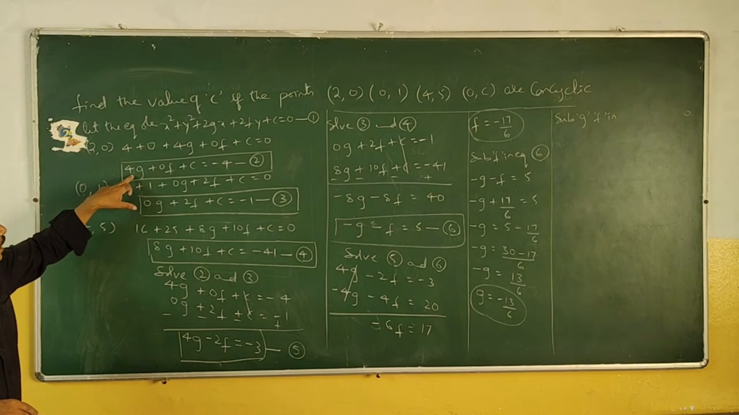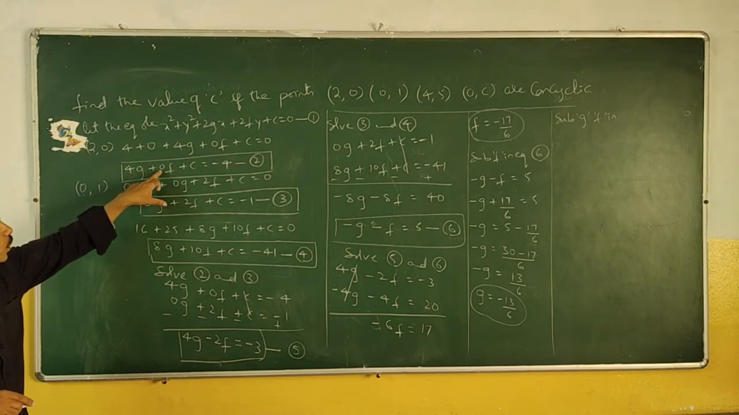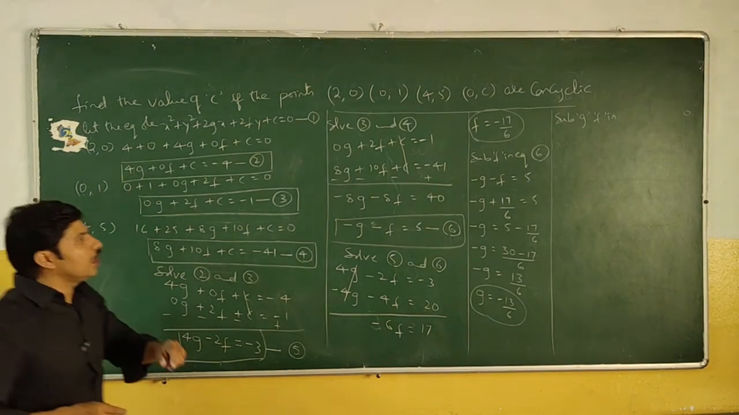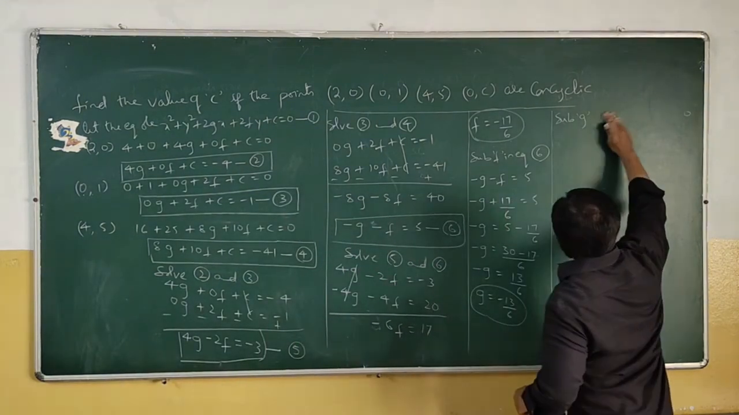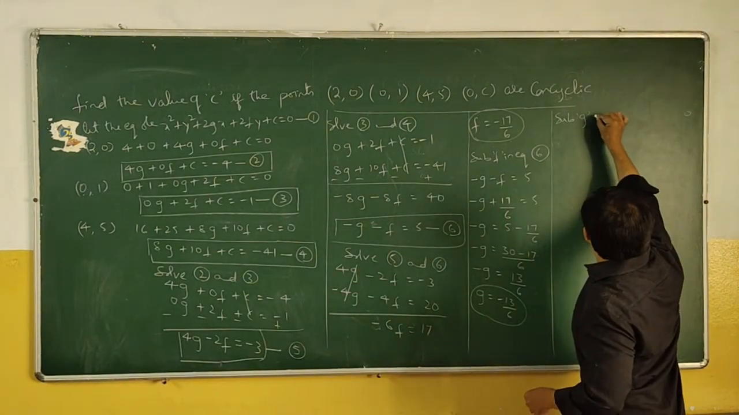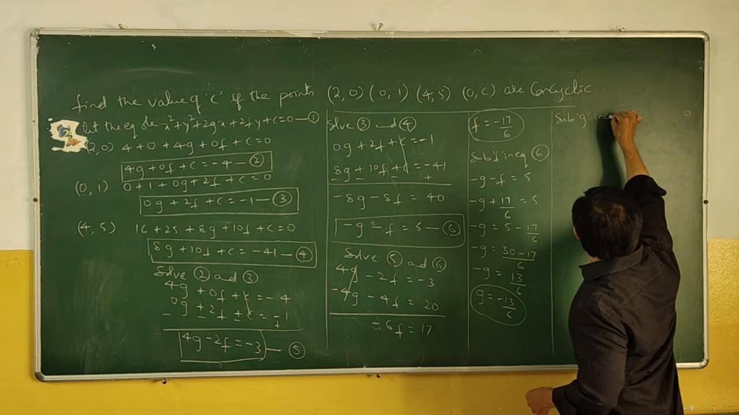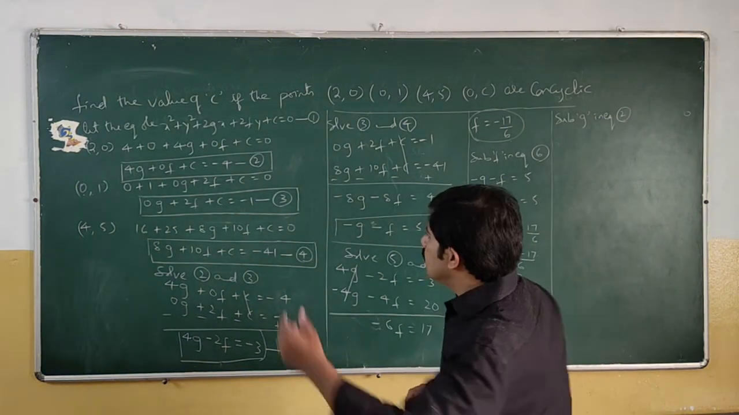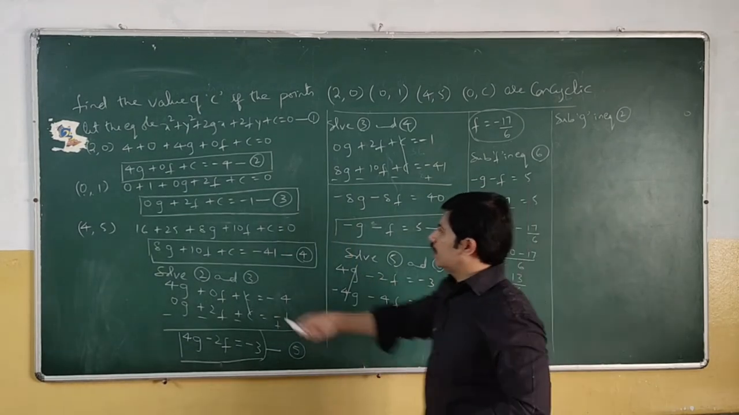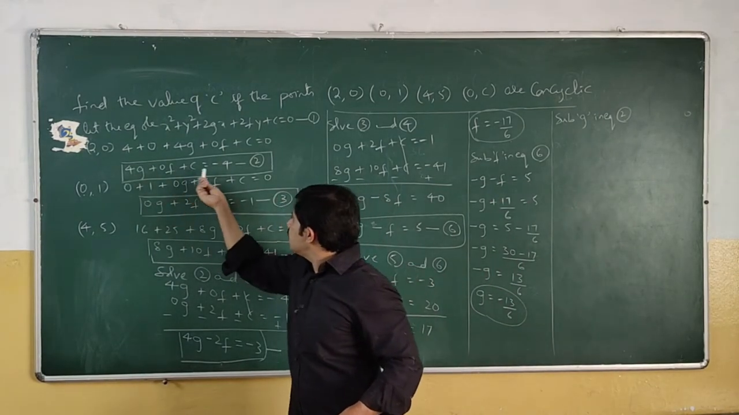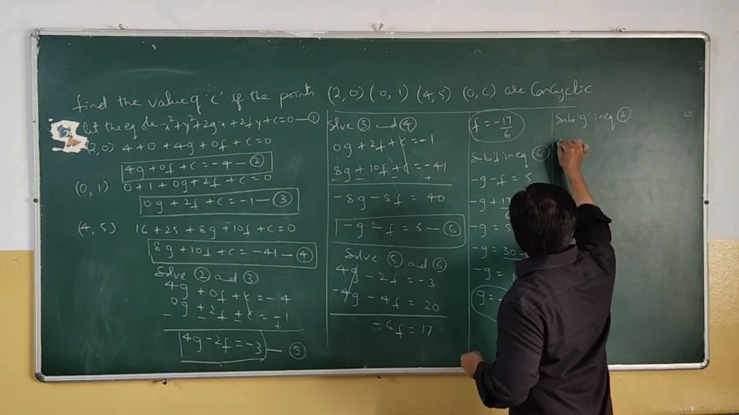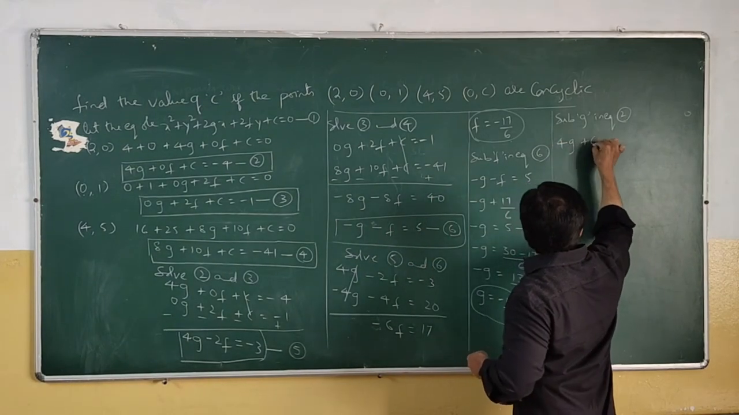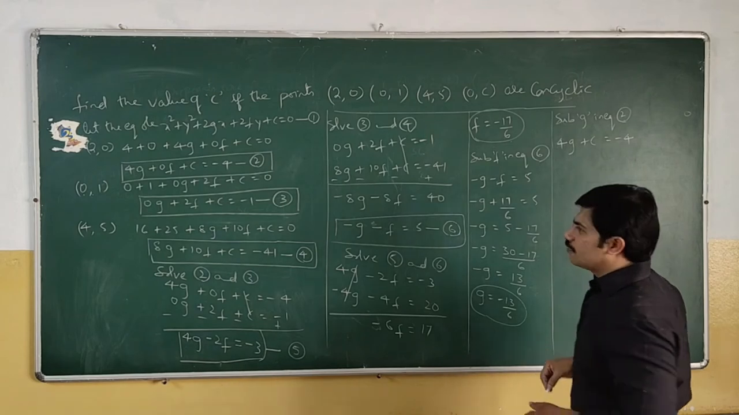Suppose if I am using the second equation, we don't have f value. So what I do is substitute only g. No need to substitute f also. Substitute g in equation 2, then we can get the value of c. So what is equation 2 from here? It is 4g plus c is equal to minus 4.